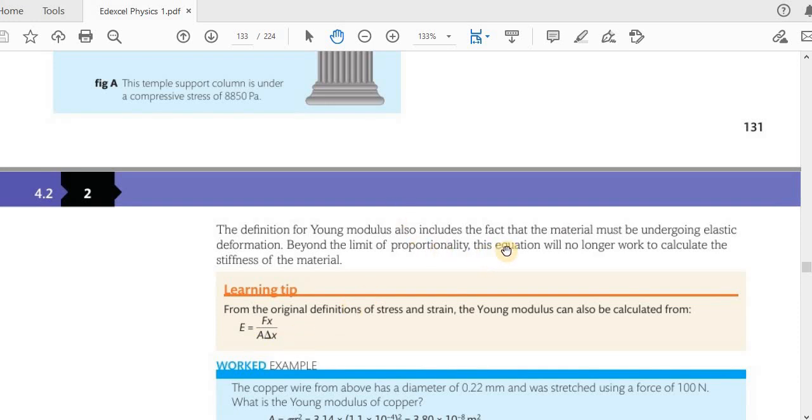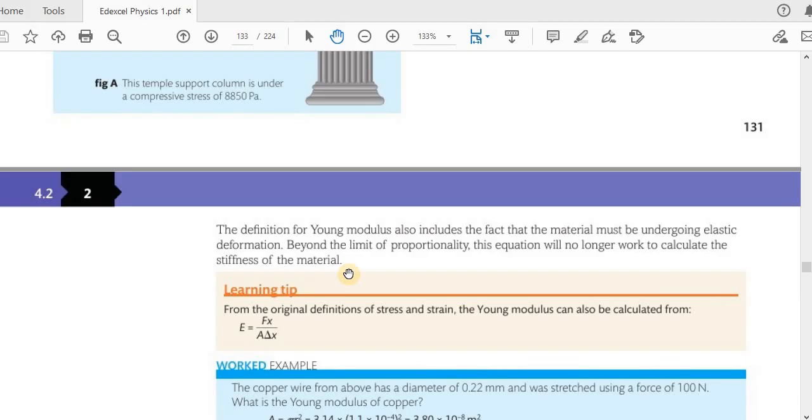The definition for Young modulus also includes the fact that the material must be undergoing elastic deformation. If you stretch something up to the elastic limit, as long as you don't stretch it beyond the elastic limit, the material is said to be elastic. So when the deforming force is removed, it returns to its original length or shape. But if you stretch a material beyond its elastic limit, the material is no longer elastic, it becomes plastic, which means when the deforming force is removed, it doesn't return to its original shape or length, it is permanently deformed.